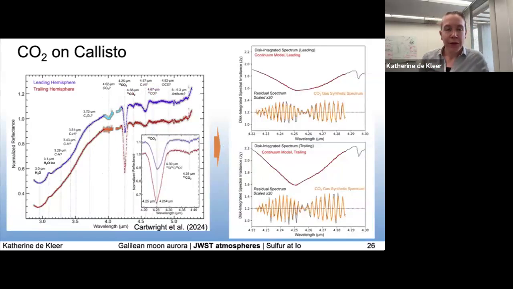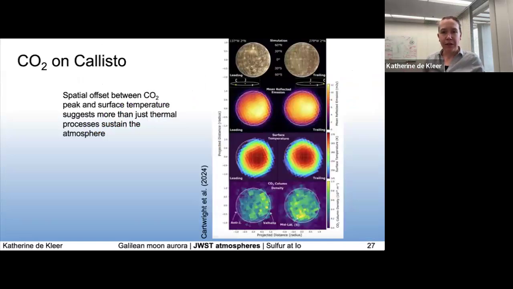CO2 had been detected once on Callisto before by spacecraft, but just in one specific location off the edge of the disk. With JWST, we can now actually map it across the surface. So you get a spectrum, maybe relatively low signal to noise, for each pixel across the disk. Now, if the CO2 were being produced by, let's say, sublimation of some CO2 ice in the subsurface, then you would expect its distribution across the surface to basically follow surface temperature.